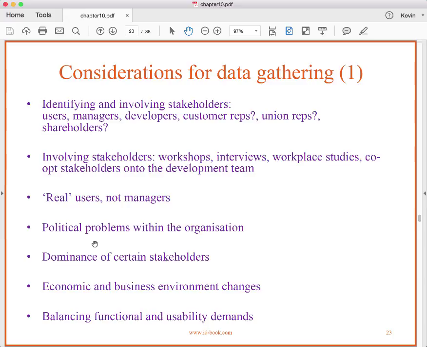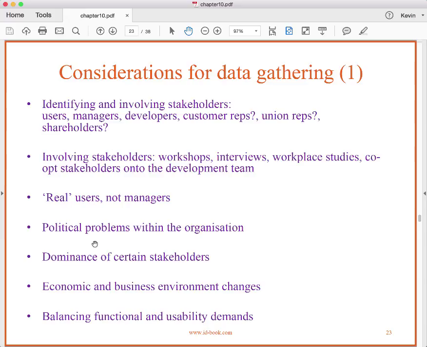Okay, so considerations for data gathering with respect to requirements. Have we talked to all the right stakeholders? This is a typical systems analysis, project management kind of stuff. We've got the users, we've got their managers. We probably want to talk to system developers if we're going to expect them to build a solution for us.